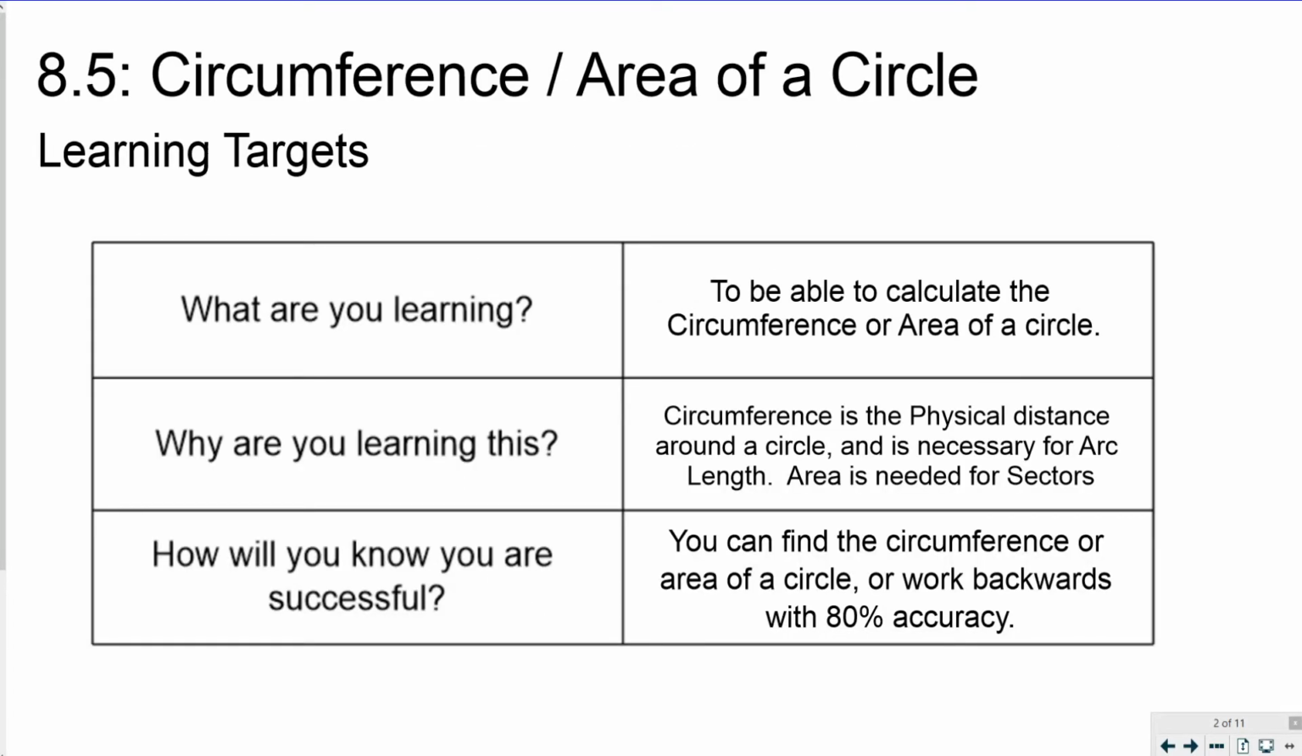So in this video, we're just going to go over the formulas and some examples for circumference and area of a circle. You're learning to be able to calculate the area and circumference of a circle. These are necessary for arc length and sectors of circles, sector area. And then we're going to be able to go forwards or backwards. So if you're given the area or circumference, you're going to be able to tell me the radius or the diameter and flip-flop between the two.